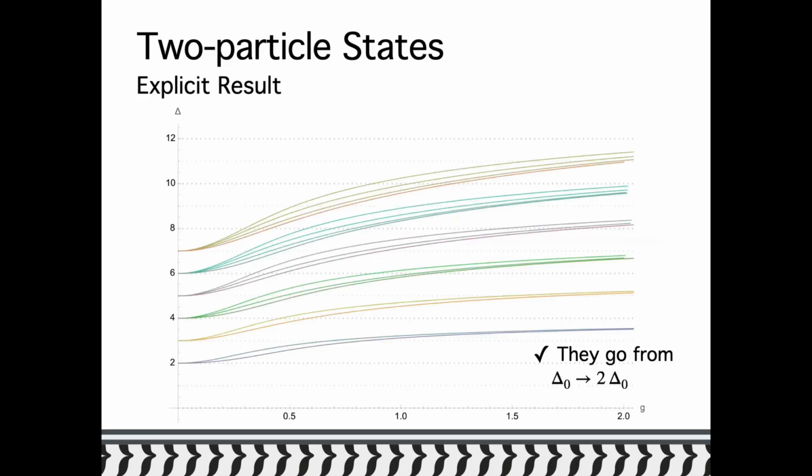So let's look at the explicit result. So here are those states, and indeed we see exactly what we predicted. We see that there are a bunch of states which have this slow growth as we get from the counting, and all of them go from dimension delta to 2 times delta between weak and strong coupling. So this, in some sense, gives credence to the map that we have.